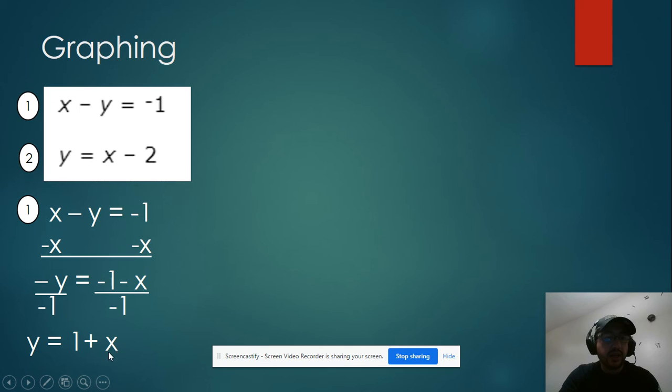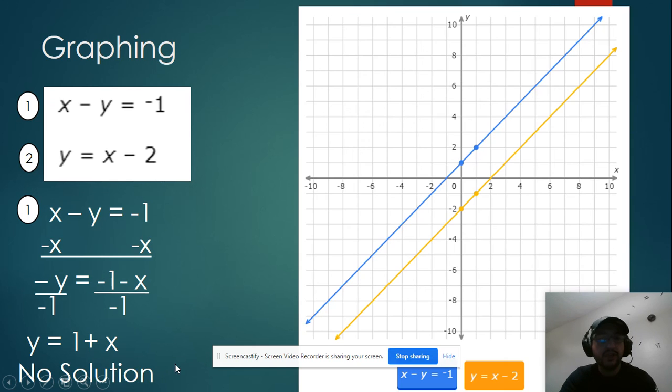Now I can compare this, which is the first one, with the second one. As we can see, they have the same slope, but they have different y-intercepts, which means they are parallel lines. So if I graph them and they are parallel lines, that means they will have no solutions. They will never intersect. So when they have different y-intercepts but the same slope, making the lines parallel, there will be no solutions.